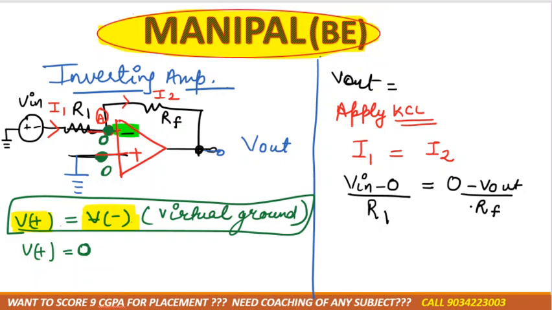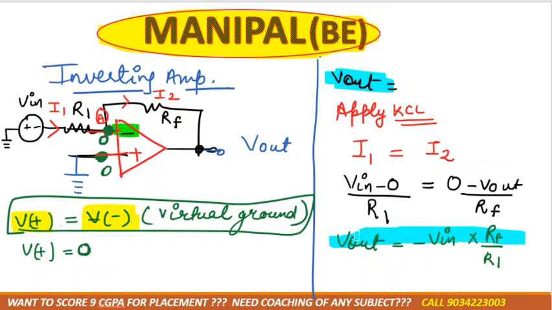Correct? Now from here we need the value of V out only. So we need to solve it and then tell me what would be the value of V out. We got it after solving it: minus V in multiplied by RF divided by R1. So this is the formula which we need to remember for the case of inverting amplifier.